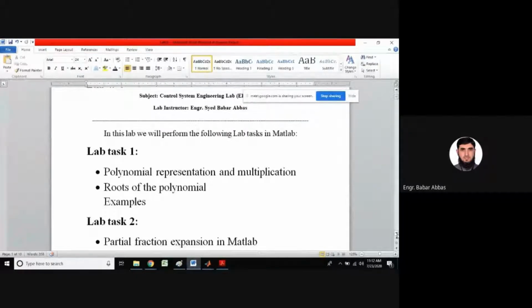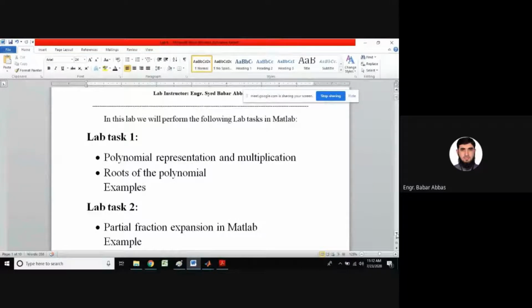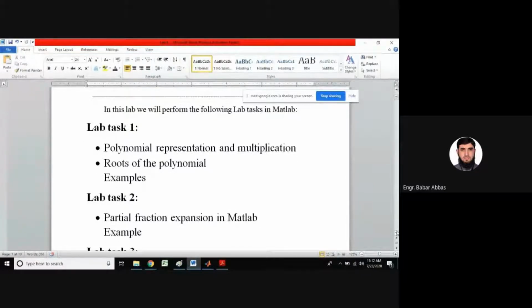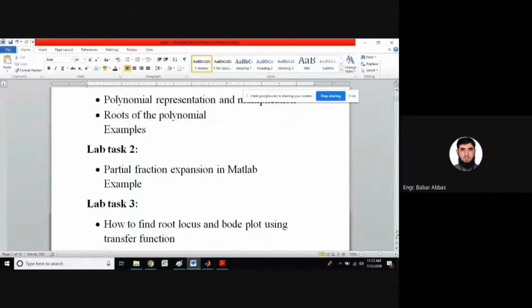How we can multiply polynomials in MATLAB. What is the command for the multiplication of the polynomials? In time domain that is a convolution, CONV. Similarly, how to find the roots of the polynomial. Examples. Lab task 2 will be the partial fraction expansion in MATLAB.